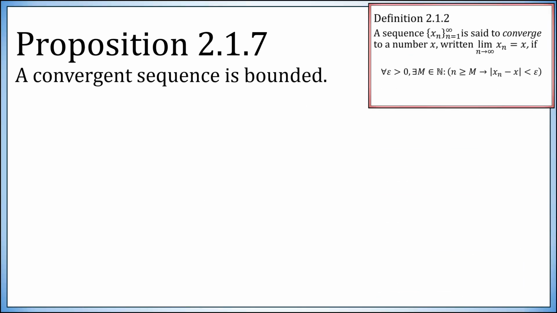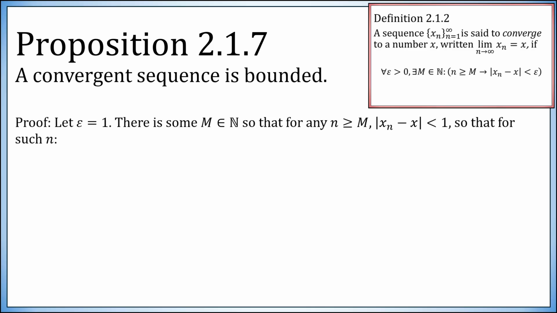Okay, again reminding us of this important definition in the upper right, let's look at proposition 2.1.7. A convergent sequence must be bounded. So we are assuming that this statement holds. The sequence is converging to x. Since this must be true for every positive epsilon, let's just pick one, specifically 1. Then there must be a capital M, so that for every n past capital M, the distance between xn and the limit x must be less than epsilon, and we picked epsilon equals 1.